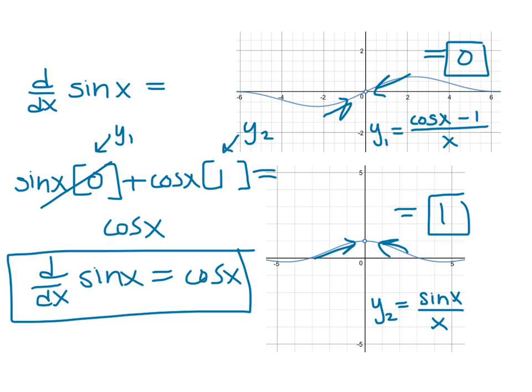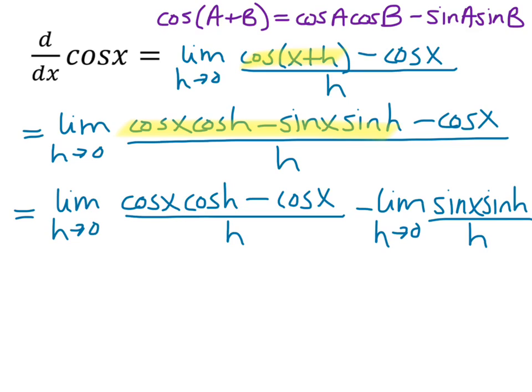And to speed things up, I started the process out for us. Here's the definition of the derivative for cosine x. So take a look at the sum identity for cosine, how it keeps the addition sign but turns that addition sign to a negative sign. So there's some extra negative terms.